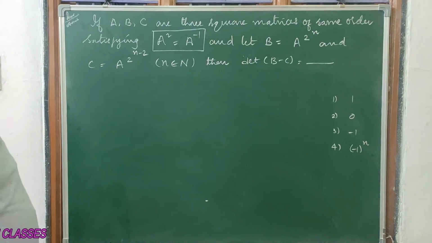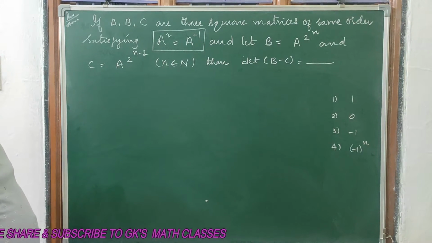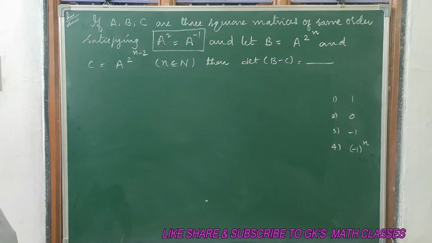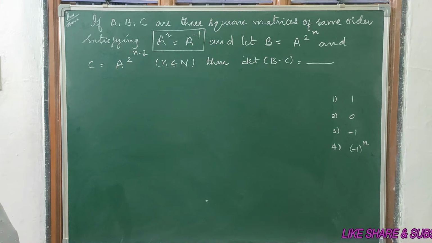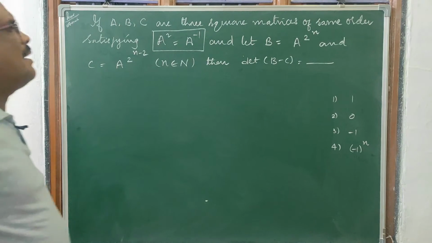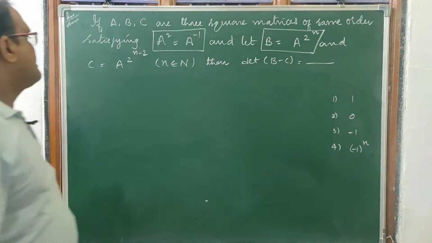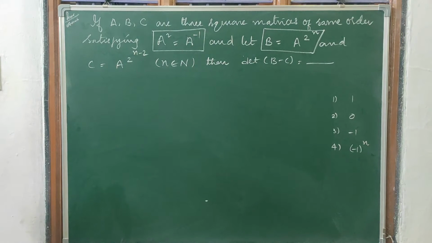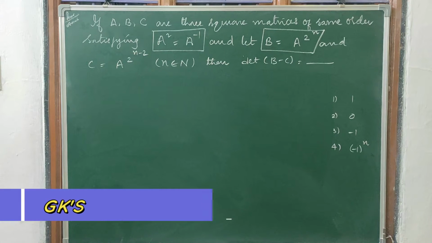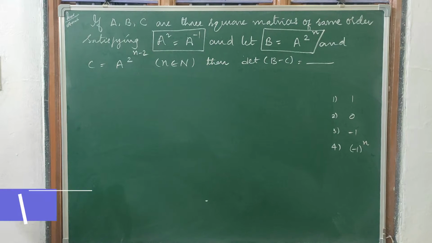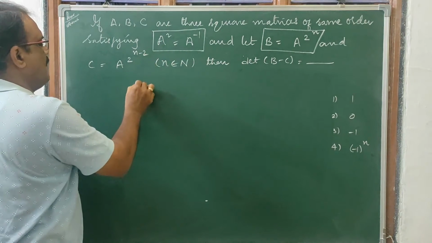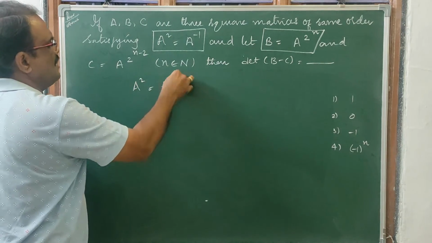If A, B, C are 3 square matrices of same order satisfying A square is equal to A inverse, and let B is equal to A power 2 power n, and C is equal to A power 2 power n minus 2, n belongs to the set of natural numbers, then find det B minus C, that is given. Now take the condition A square is equal to A inverse.